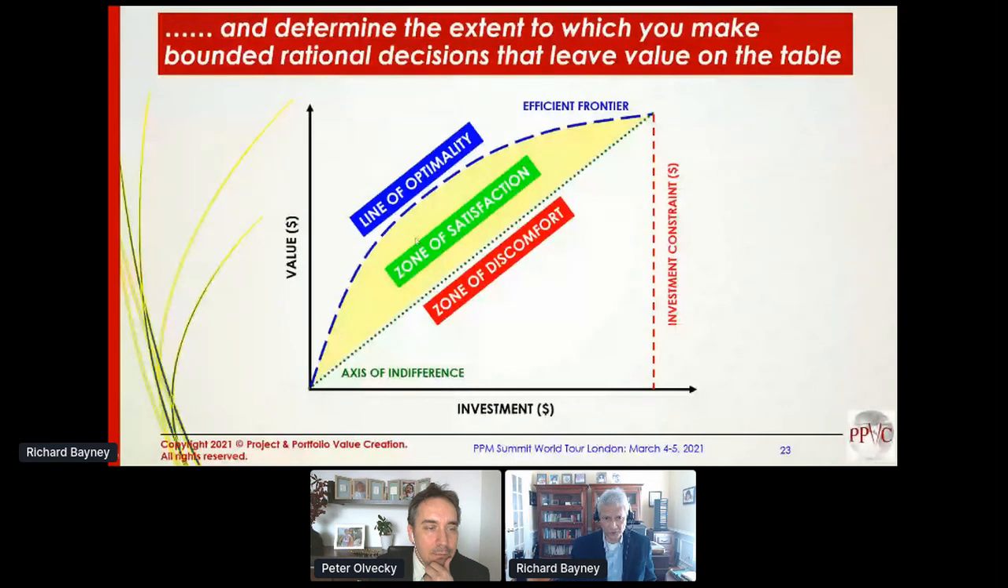Bounded rational decisions occur here in this yellow zone of satisfaction, where you're operating with inefficient portfolios that do actually provide good value to the organization, but don't provide the best or maximum value vis-a-vis the efficient frontier. Those of us who work in the area of portfolio optimization, we work in the efficient frontier. We're always trying to maximize value given an investment constraint or any other resource constraint. Those of us who do a lot of project prioritization generally work in this yellow domain of satisfaction.